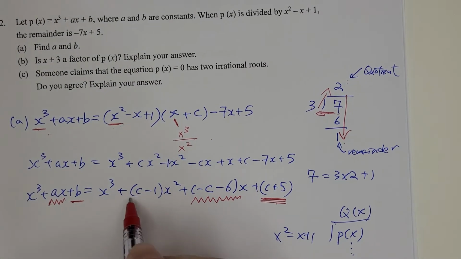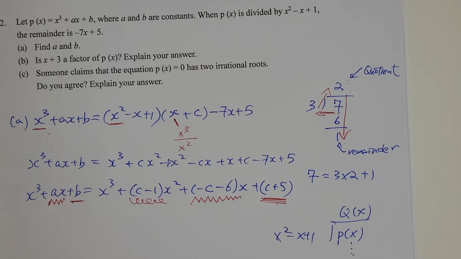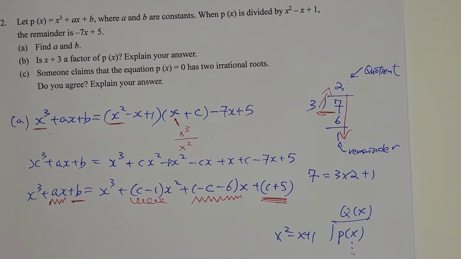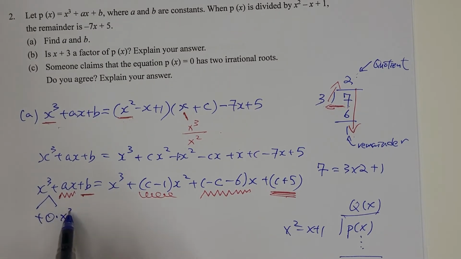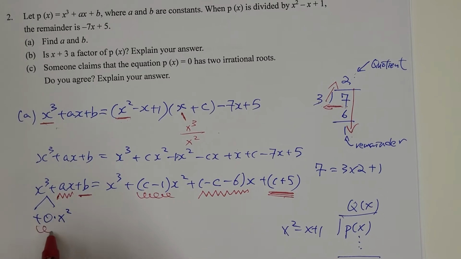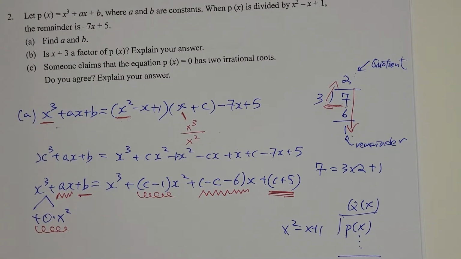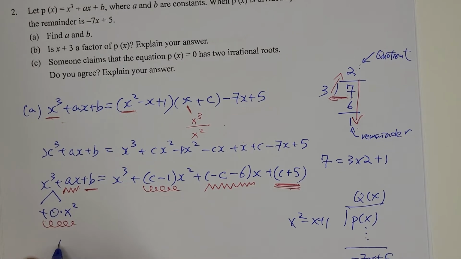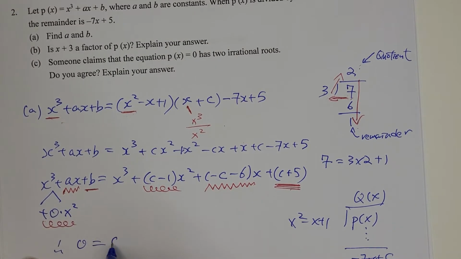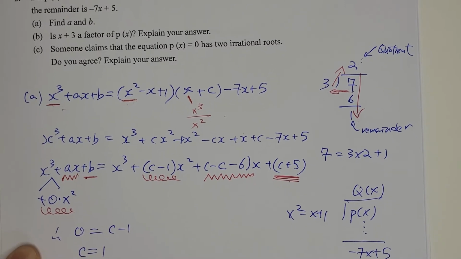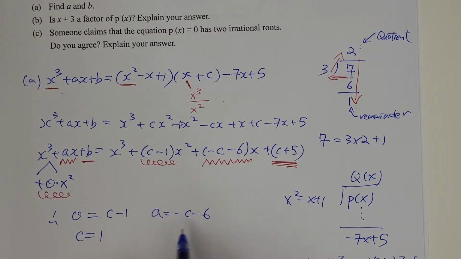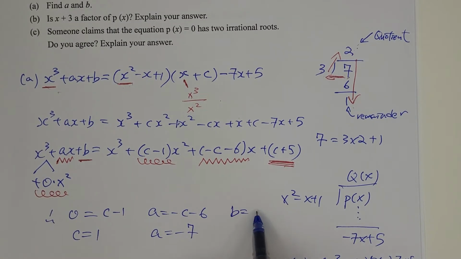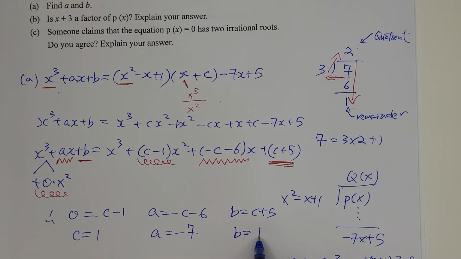And how about (c minus 1) x squared? On the left hand side, it seems there is no x squared term. So you can think in this way: that is plus 0 times x squared. Hence, you can compare the like terms on both sides of the equation. 0 equals c minus 1. C is 1. And next, a equals negative c minus 6. A is negative 7. Finally, b equals c plus 5, and hence b equals 6.